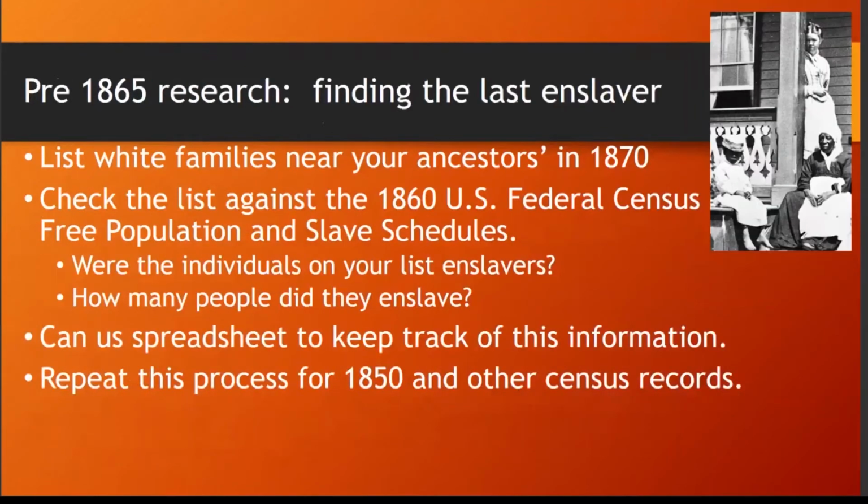Systematically list the white landowning families near your ancestor in 1870. Then check the 1860 U.S. Federal Census population and slave schedules. Were any of the white families on your list enslavers? If so, how many people did they enslave? You might need to use a spreadsheet to organize the information. Repeat this process for 1850 and other census records. Ultimately, you're going to need to create a family tree for the enslavers and keep track of their migrations.